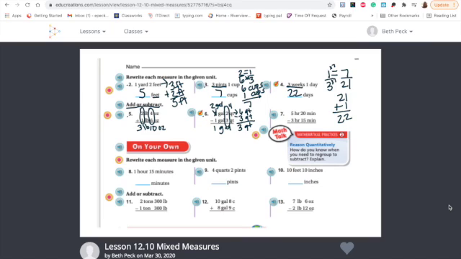All right, and then this is the last one that we're going to do today together. Number 7 says 5 hours, 20 minutes minus 3 hours and 15 minutes. So again, I'm going to start with minutes. 20 minutes minus 15 minutes is 5 minutes. And then I do my hours. 5 minus 3 is 2. So my answer is 2 hours and 5 minutes.